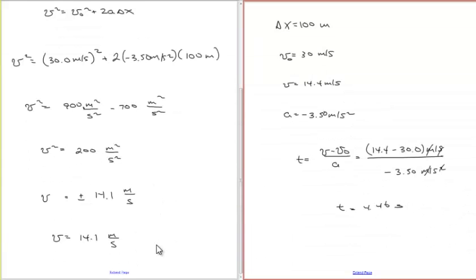14.1 and 4.53 seconds, which I think is 4.46. Oh, it's because I copied that wrong. It should have been 14.1. So if you get 14.1 minus 30 divided by negative 3.5, you get 4.54. So both of those are correct.